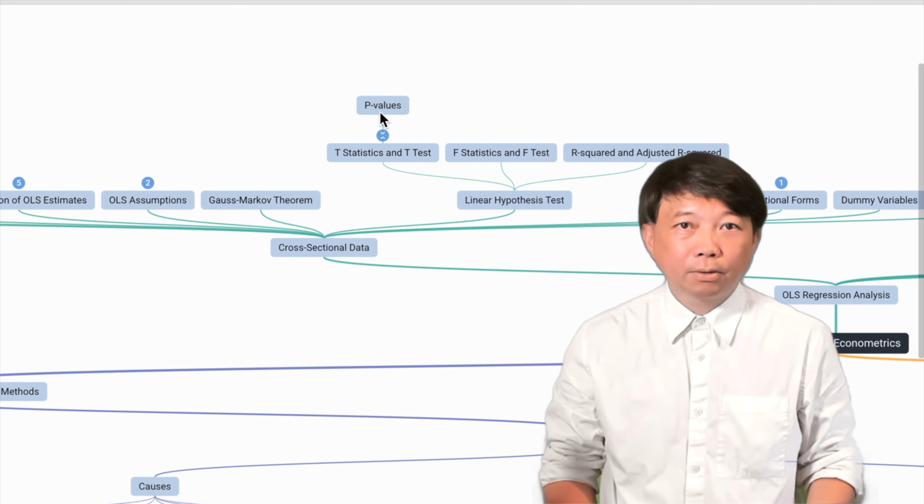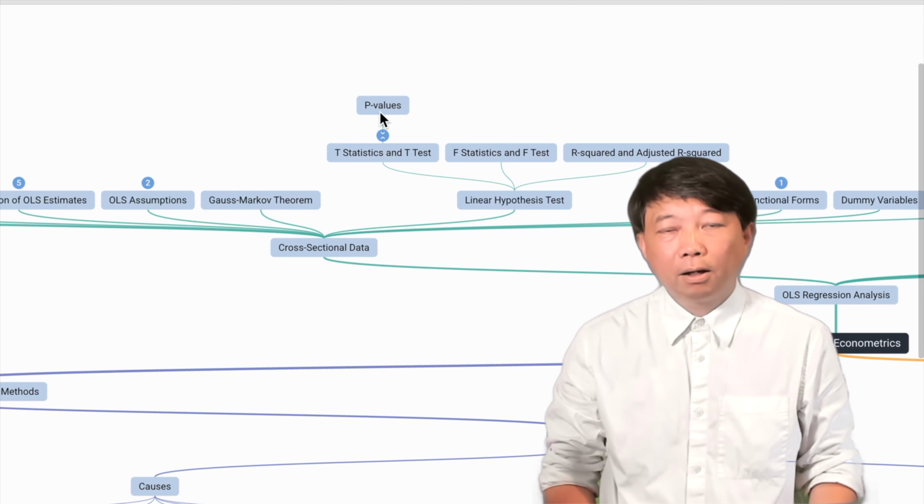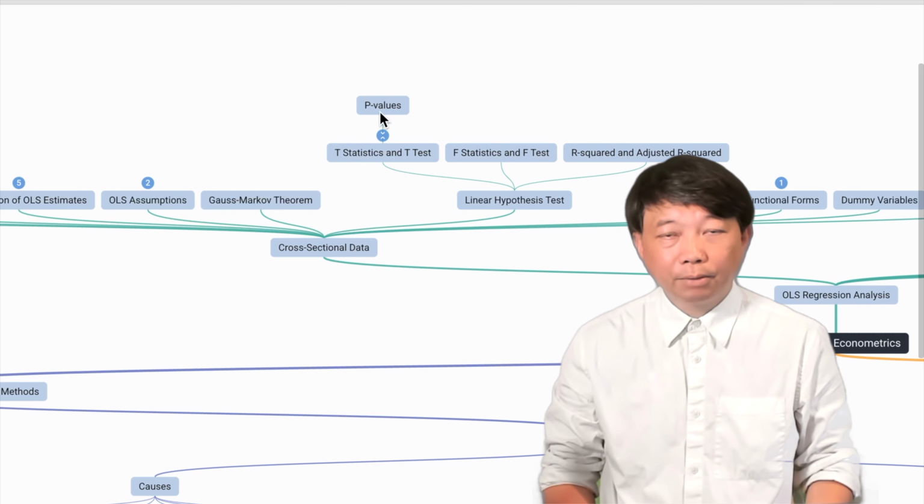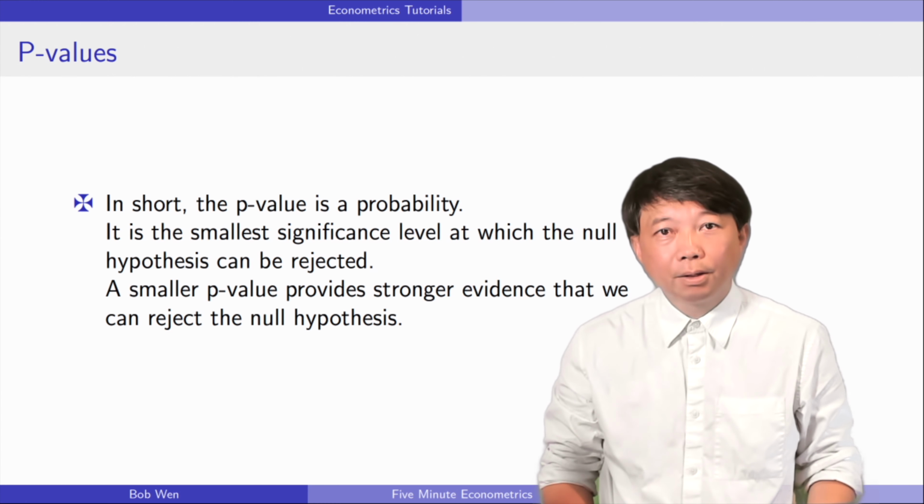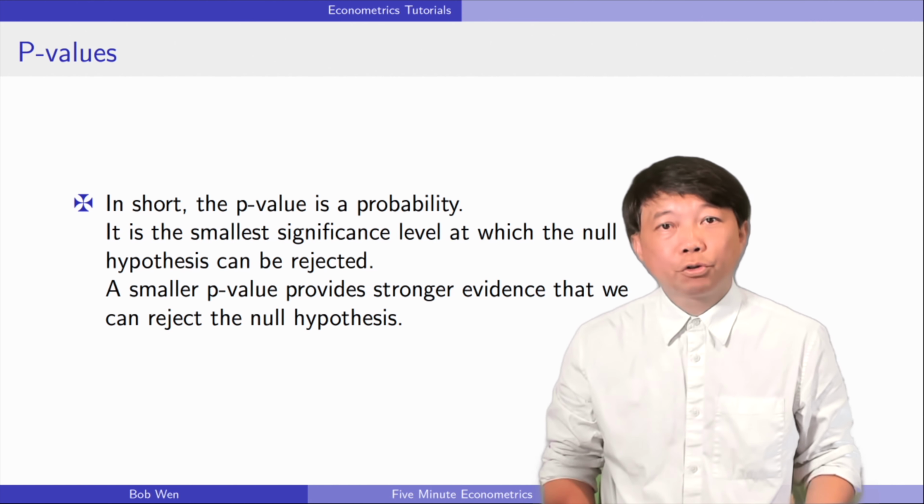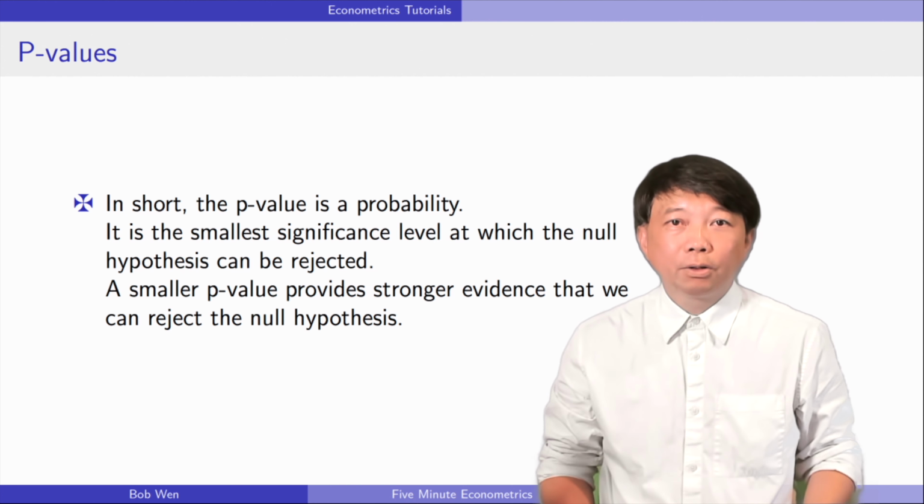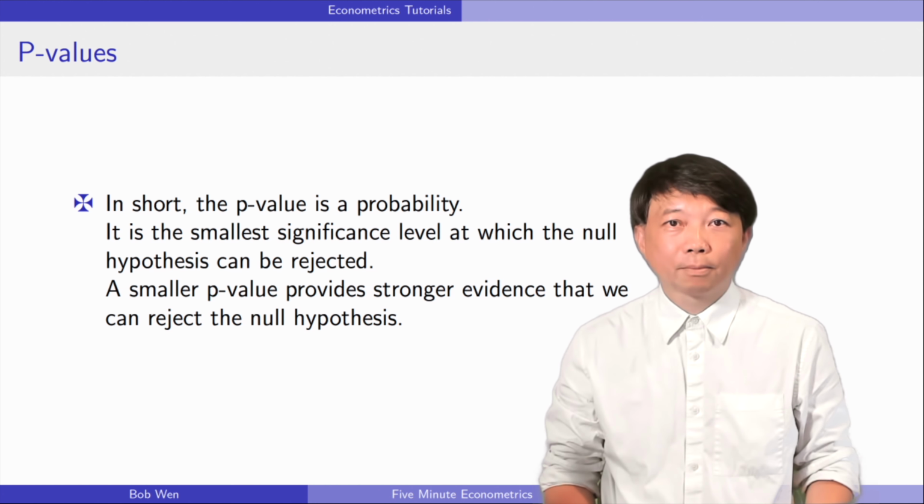Today we have discussed p-values. Given a t-statistic, along with the degrees of freedom and whether it is a one-tailed test or a two-tailed test, its p-value is determined. In short, p-value is a probability. It's the smallest significance level at which the null hypothesis can be rejected. A smaller p-value provides stronger evidence we can reject the null hypothesis.